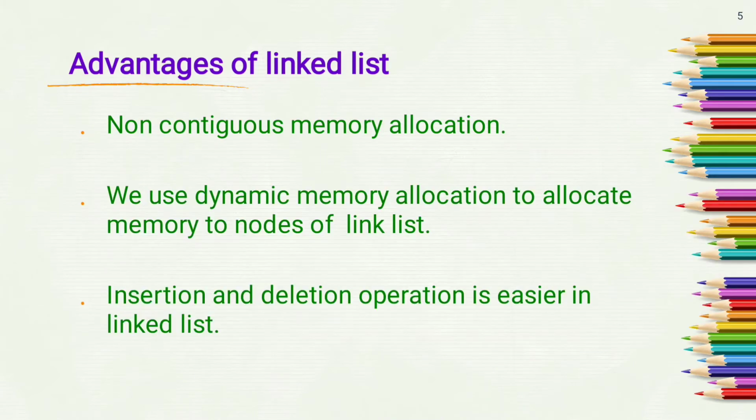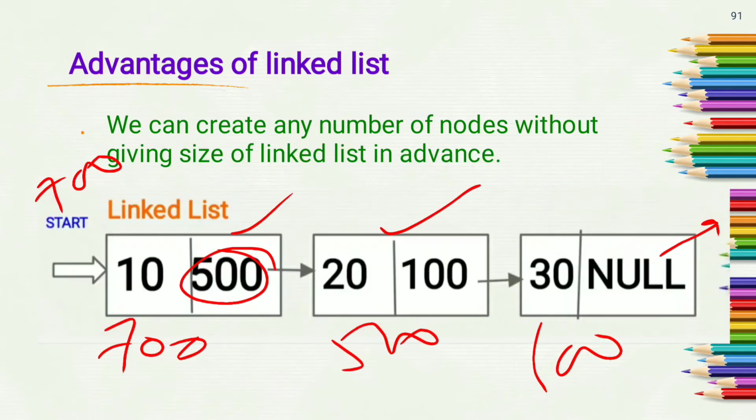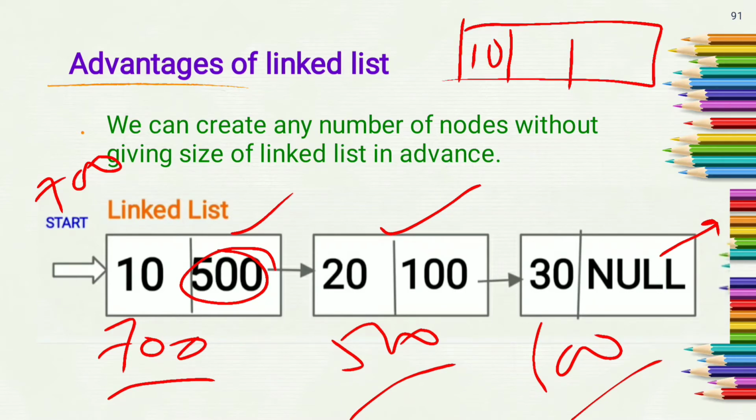Second advantage is non-contiguous memory allocation. Here the memory is not contiguous in nature, as we saw. First node has address 700, then second has address 500, third has address 100. While in array we saw if there are 3 values in array, and if the address of first element is 100, then the address of second element will be 102 and third element will be 104.